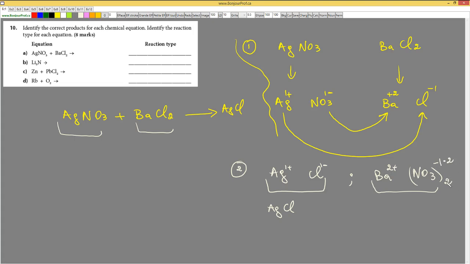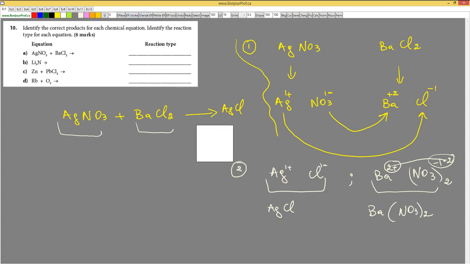Times minus 2 and times 2. Why? Because I put times 2 here. Now the charges are balanced, because I have minus 2 here and plus 2. Plus 2 minus 2 is 0. So these balance each other, they will go, and we will be left with Ba(NO3)2. So this is what I will have here.